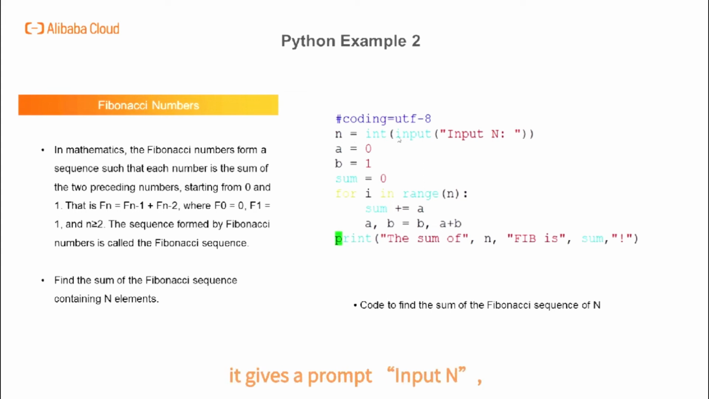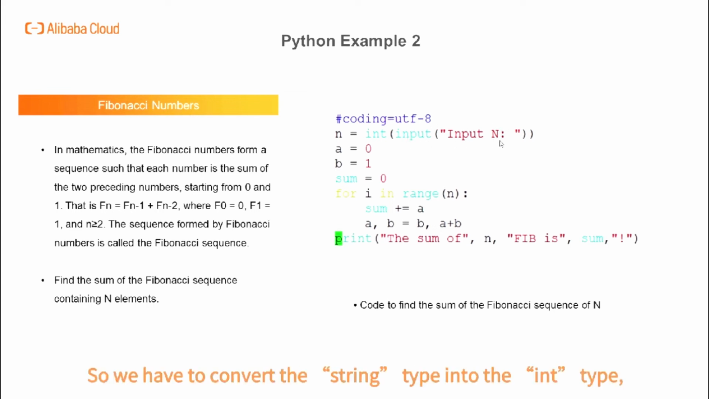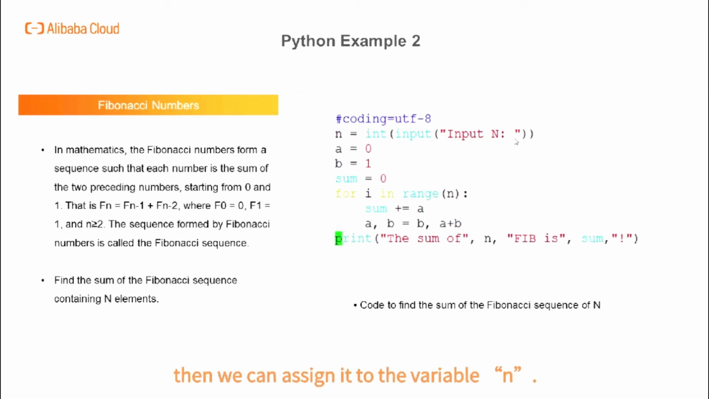As you know now, it gives you a prompt input n, then reads the user input from the standard input of the keyboard. One thing we have to know here is the input function returns a string, but the variable n needs to be an integer since it is the index. So we have to convert the string type into the int type. Then we can assign it to the variable n. That completes the second line.